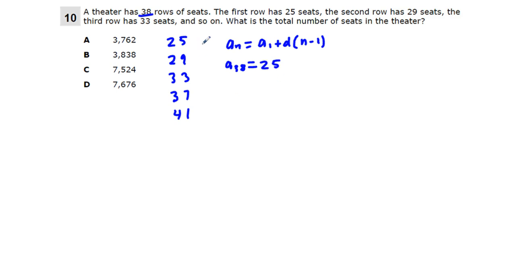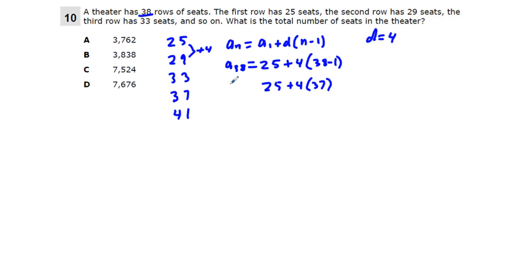And our common difference here is, I hope we can see that the number of seats is increasing 4 at a time. So what we have is we say plus d. d is equal to 4. So we're going to say 4 times n minus 1, and n is 38. So we put 38 minus 1. So it's going to be 25 plus 4 times 37.